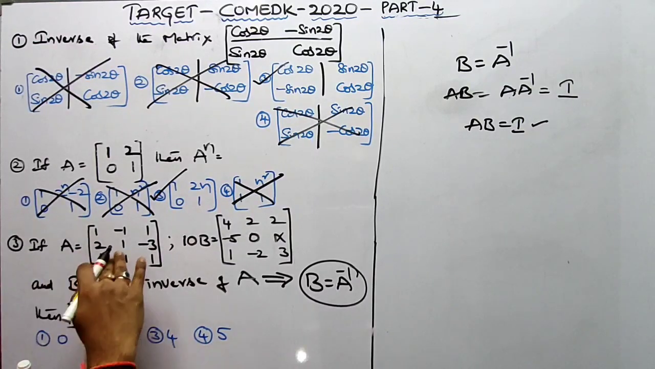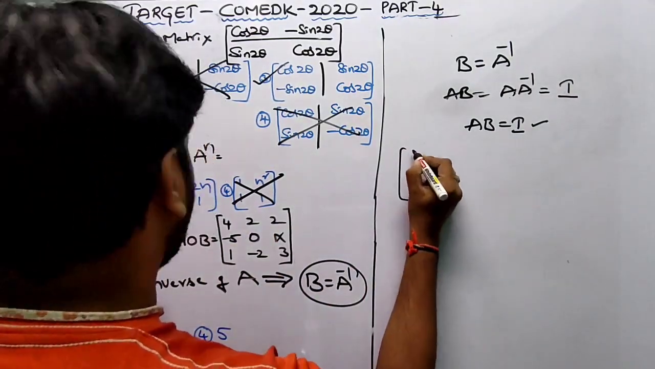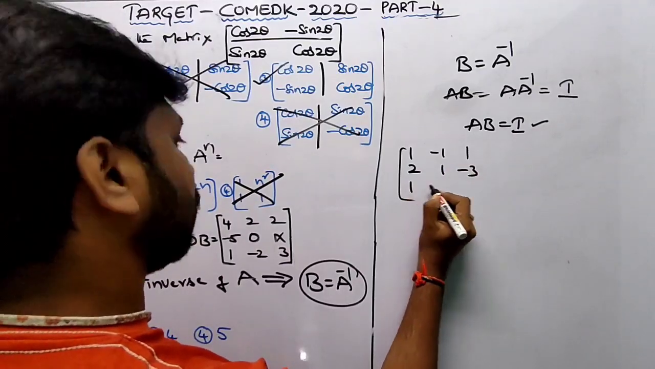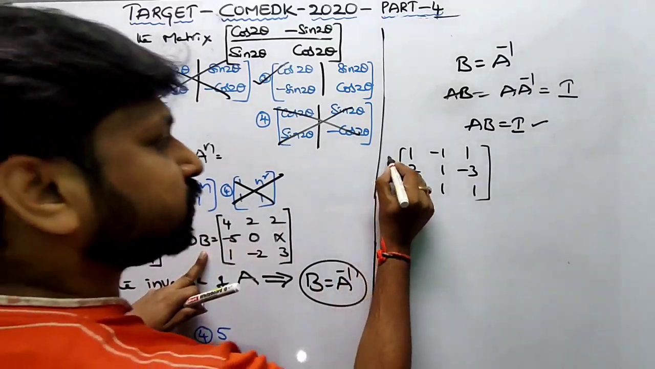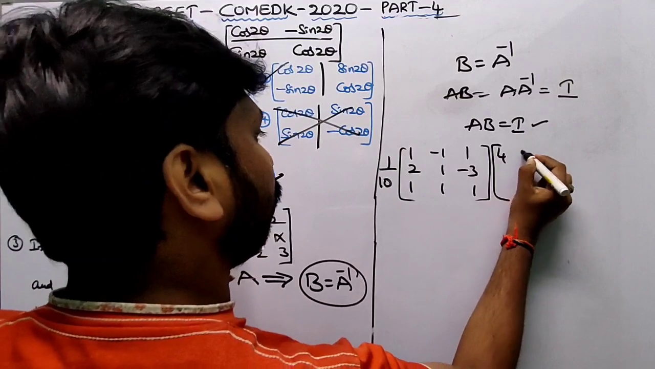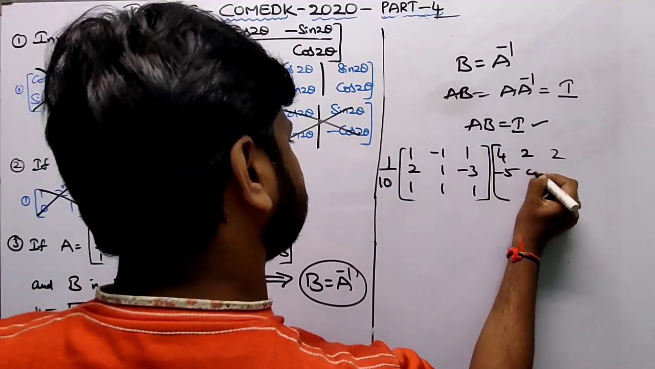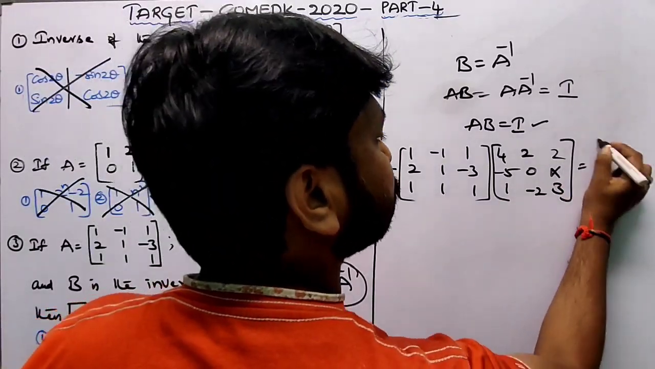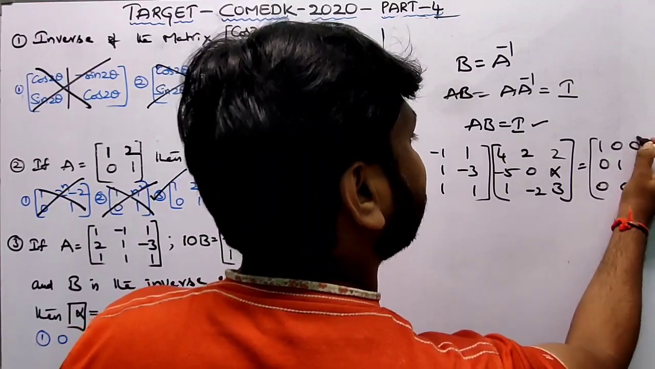So that's what you are going to write, friends. A and B product I wanted. So A is equal to 1 minus 1 1, 2 1 minus 3, 1 1 1, into the B matrix, which is nothing but 1 by 10 times, I'll write 1 by 10 here. B matrix is nothing but 4 2 2, minus 5 0 alpha, 1 minus 2 3. This is equal to 1 0 0, 0 1 0, 0 0 1, the identity matrix required, friends.